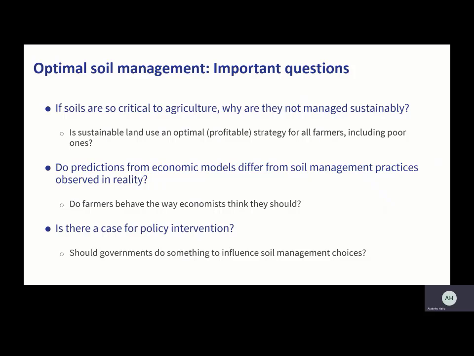And if they don't, does it mean there is a case for policy intervention, which means governments should do something? They cannot just let things be determined by private individuals, because the actions of private individuals are not generating outcomes that are socially optimal. Okay, the best social outcomes, just like we saw with some types of fishery management. So these are important questions to ask, and like everything else, like fisheries, like pollution and so on, soil management is a social problem.